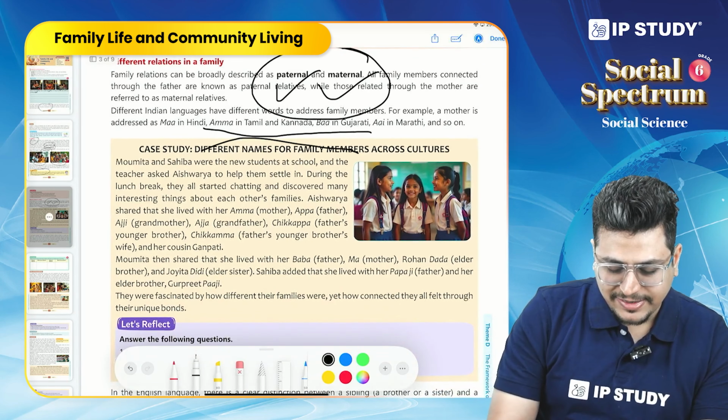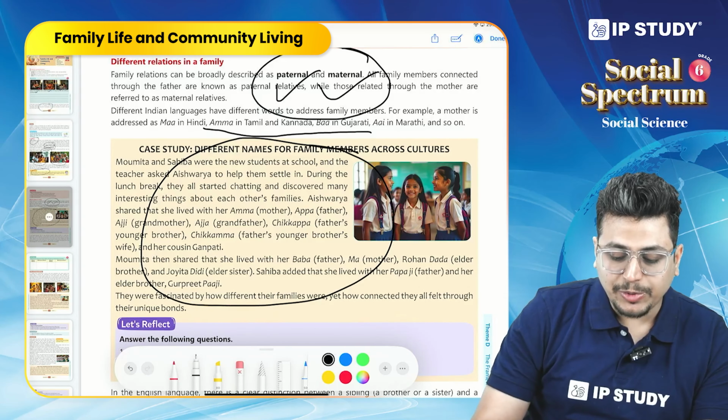Here is a case study which is dedicated to this concept only, that different family members are addressed by different names.